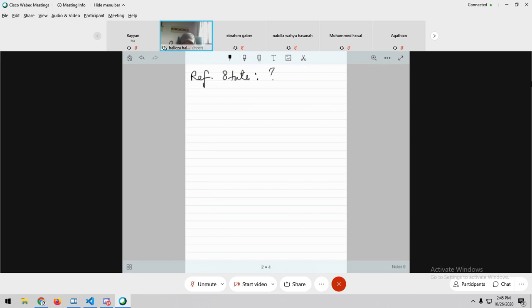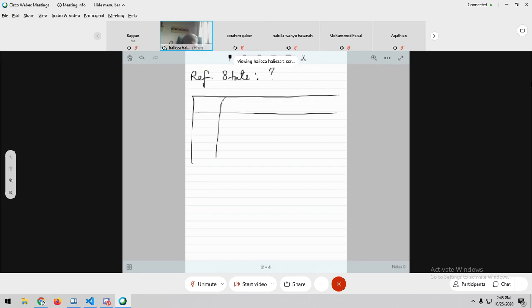The author should have mentioned what the reference state is. By right, the author should have mentioned it. So I'm going to draw the same table. Since we don't have the reference state, it's not possible to write it down. So let's get this done.